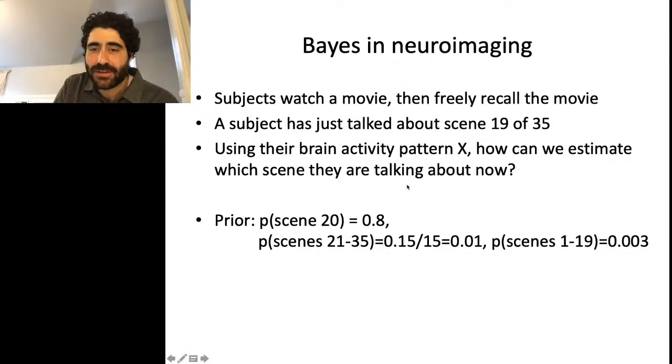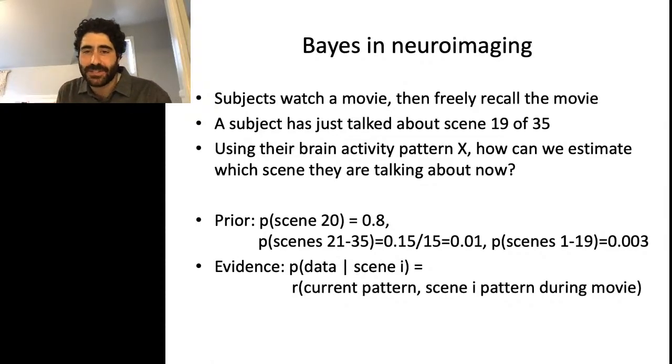So we have our prior, then we have our evidence. We have to write down some kind of likelihood function that says, if they were talking about scene 20, what would their brain look like? All we're doing here is this R is just a Pearson correlation. I have a template pattern of what people's brains look like during each scene of the movie, and then I'm measuring the current pattern when they're speaking right now, when they're doing the recall. Our hypothesis here, this is not actually an equal sign, there are some other terms, is that if they're talking about scene 20, their brain should look like it did during scene 20 of the movie when they were watching it. If they're talking about scene 21, their brain should look like it looked during scene 21 of the movie.